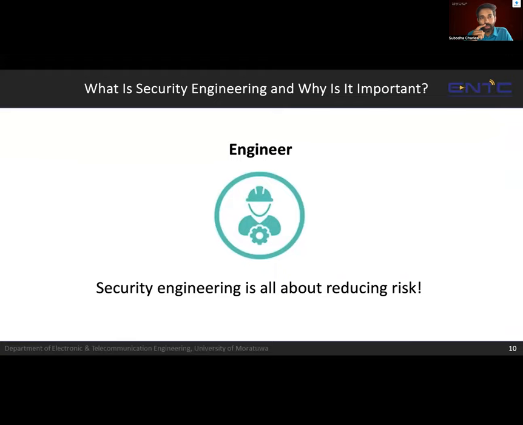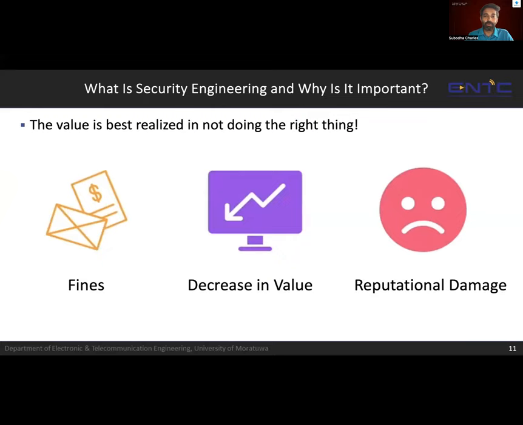When you start to answer the question, what is security engineering and why is it important? It's an endless discussion. An easier question to answer is, if I flip the question, that means if you don't have security, what can go wrong? That's why I say the value is best realized in not doing the right thing. Well, I think you can answer this question by yourself. You can face hefty financial losses. Your reputation can be damaged.